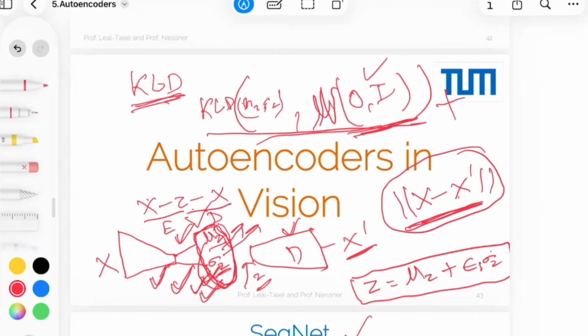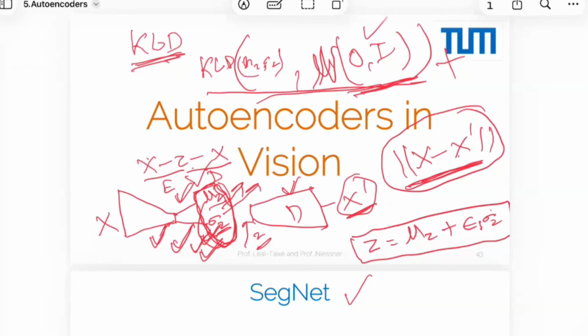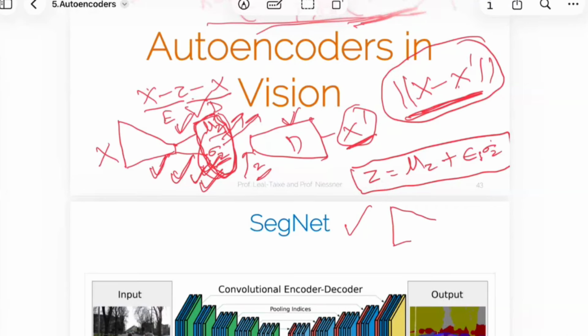So at this time you have two losses. One is for generating the image, and one is for making the distribution of the encoder close to the normal distribution. Suppose it is done. Now, can I generate a new image? Logically, yes, it should generate. How? That's the question.